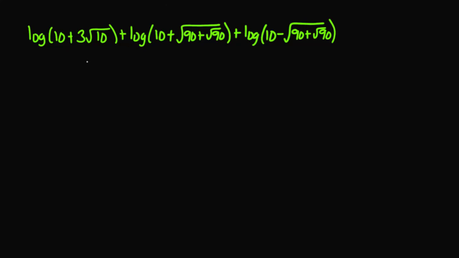Now, in this video, we want to solve for the value of log(10 + 3√10) + log(10 + √(90 + √90)) + log(10 − √(90 + √90)). Let me be quick to add that we are solving for the value of this without the use of a calculator. But it is important to also know that punching this on the calculator gives a value of 1. So the aim of this video is to teach you how to solve this, or to give you the guidelines or strategies in arriving at this answer. So let's get into it.